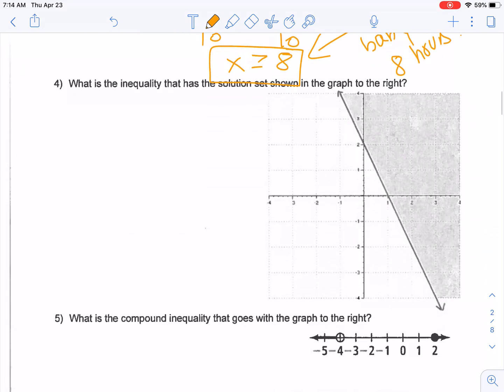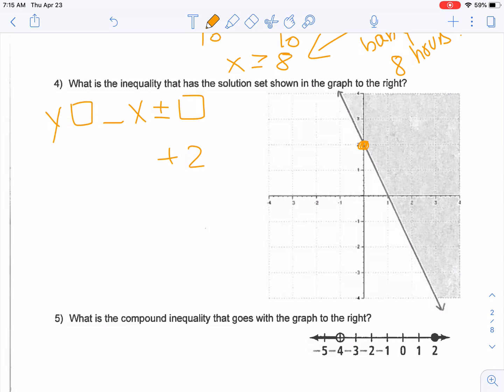Moving on to number 4. It says, what is the inequality that has the solution set shown in the graph to the right? So this is where we're going to have our form, our y, something, some blank, x, plus or minus something. So let's fill in the y-intercept. That's always the easiest for me. It's a positive 2. So plus 2. Now let's fill in the slope.